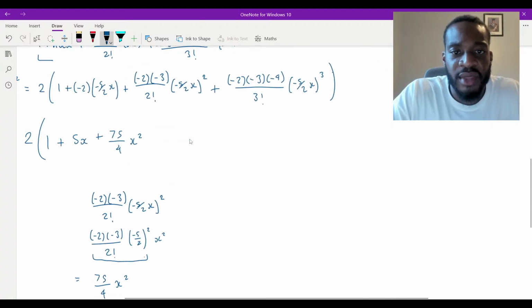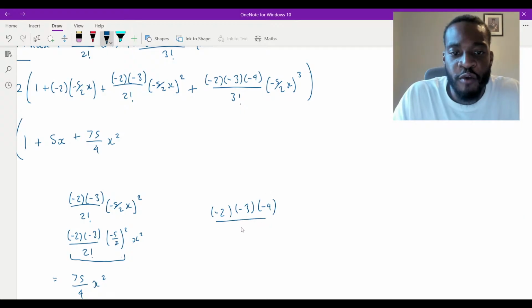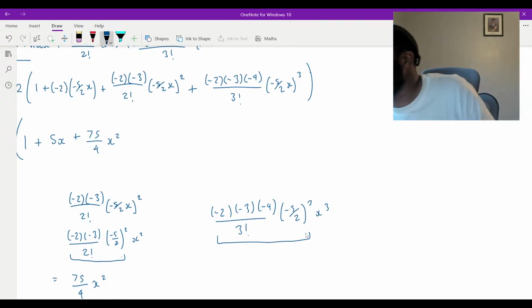And then the next one is that one there. So I'll grab that. So that one again is just literally going to be minus 2. This is for the x cubed coefficient, by the way. Minus 4 over 3 factorial. And then it's going to be minus 5 over 2 all cubed and then x cubed. And then again, guys, just put this into your calculator. Yeah?